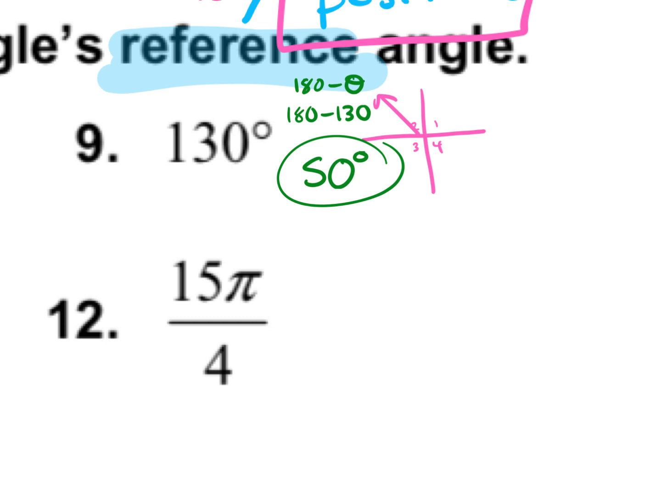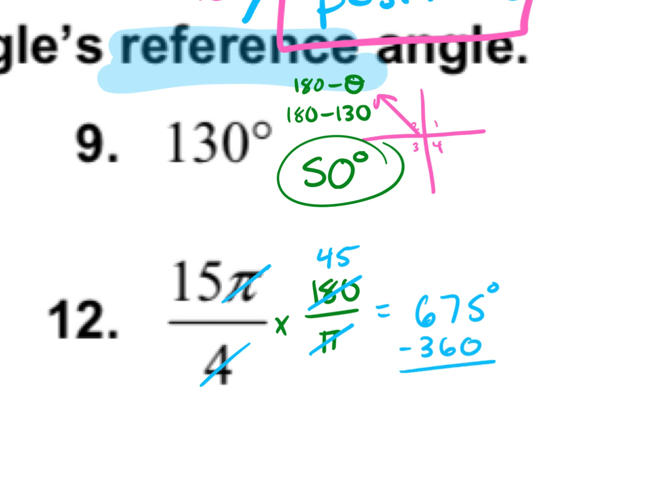So let's do 12 now. 12, we don't know what quadrant 15 pi over 4 is in. So we need to convert it to find out. So multiply by 180 over pi. Pi's cancel. 4 goes into 180 how many times? 45. What's 45 times 15? 675. 675 is more than one time around the circle. So how do we find out how much more we're going? Subtract 360. So we get 315.